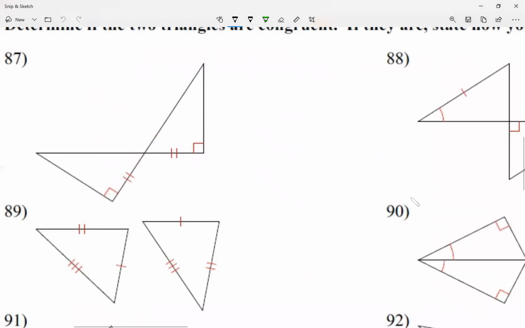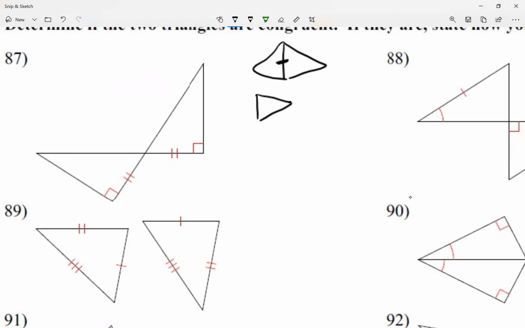As a little reminder, if two triangles share one side, I can mark that side, right? We call that the reflexive theorem. Now, if two triangles make an X, I can mark opposite angles, right? We call that the vertical angle theorem.